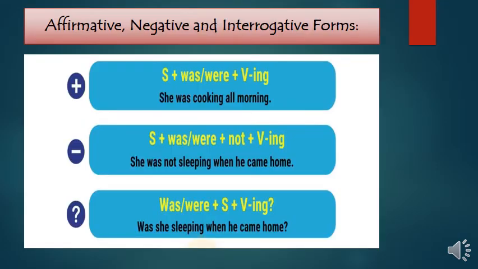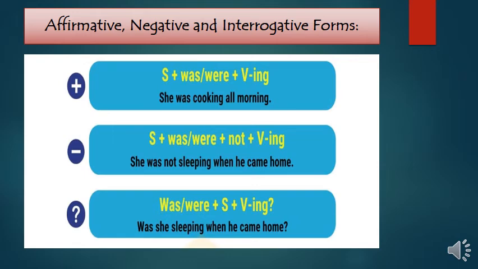Now we move to the affirmative, negative, and interrogative forms of the past progressive tense. The first example is in the affirmative form. She was cooking all morning. In the negative form, she was not sleeping when he came home. In the interrogative form, was she sleeping when he came home?